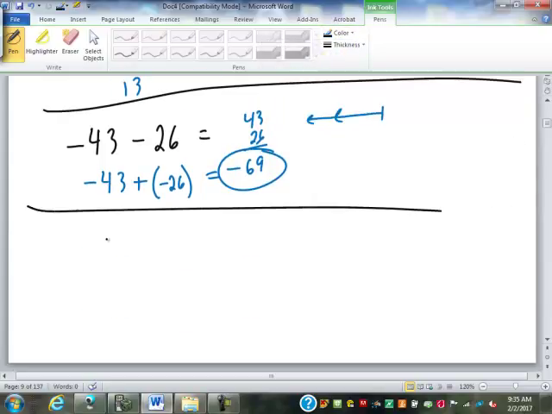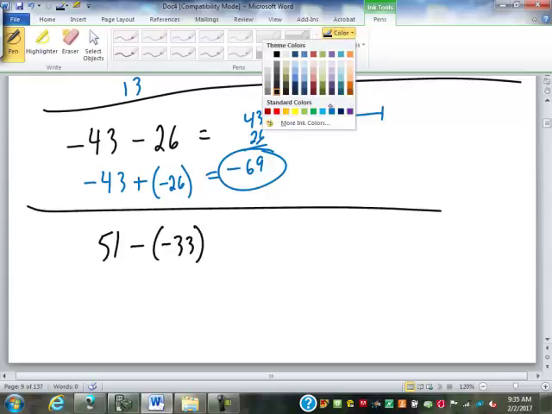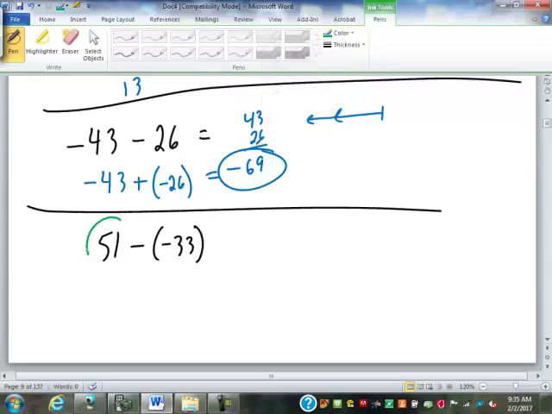Or we might have 51 minus a negative 33. Again, the first number never changes. The operation, the subtraction, division, whatever it is we're working with, works on the number that comes after it. So the 51 doesn't change. The subtraction works on the number after it. So it becomes plus, adding the opposite of negative 33, which is positive 33. So it's just 51 plus 33, which is 84.